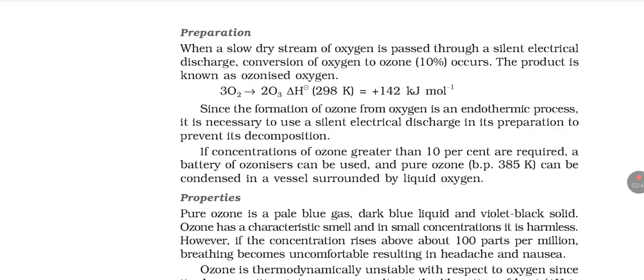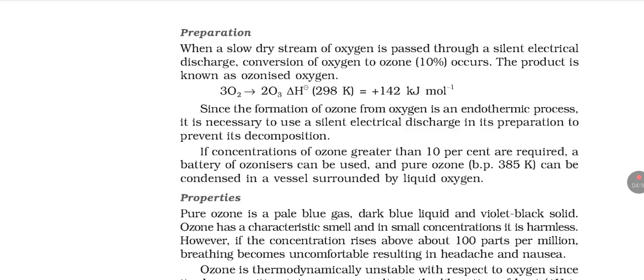Preparation. When a slow, dry stream of oxygen is passed through a silent electrical discharge, conversion of oxygen to ozone of 10% occurs. The product is known as ozonized oxygen. Since the formation of ozone from oxygen is an endothermic process, it is necessary to use a silent electrical discharge in its preparation to prevent its decomposition.